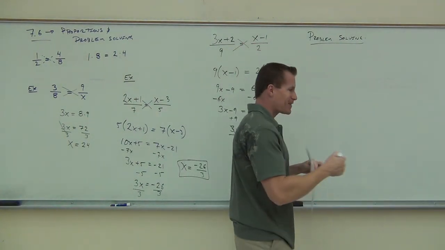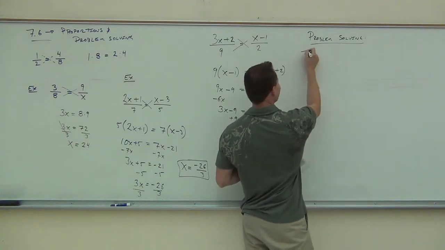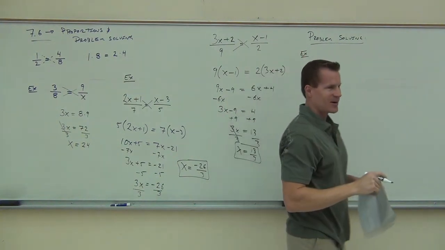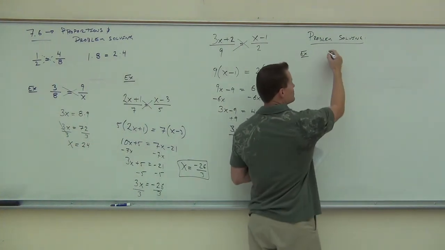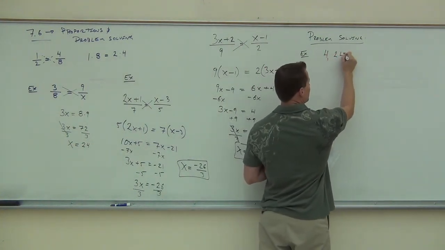So you're having your math party. Awesome. And you're going to go to the store and you're going to buy sodas. So you went to the store already and you bought 4 2-liter bottles of soda.